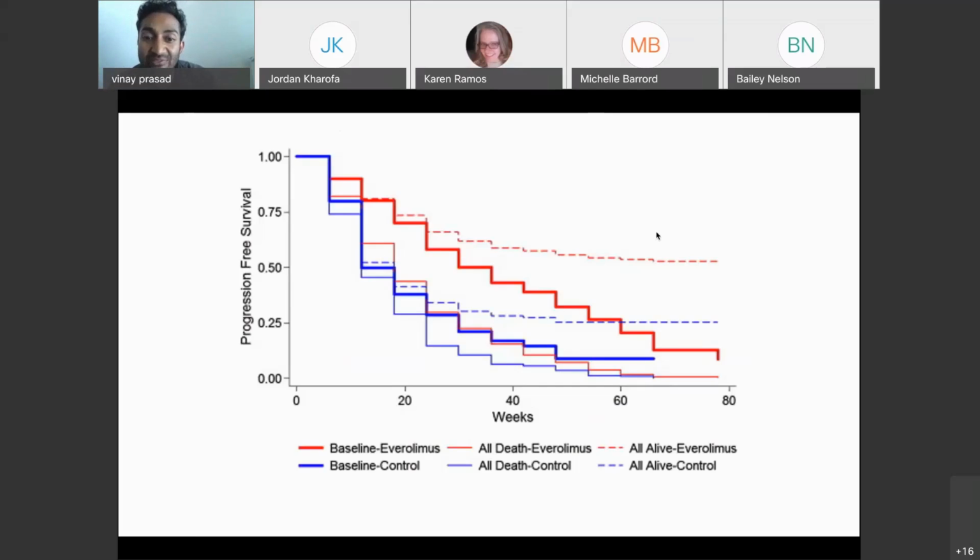Now, the key point here is, of course, that the curves can cross, can they not? By making different assumptions about the censored patients, we can show that the curves cross. So what does this prove?